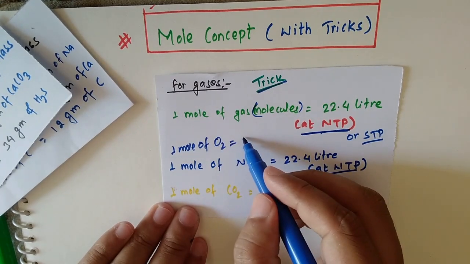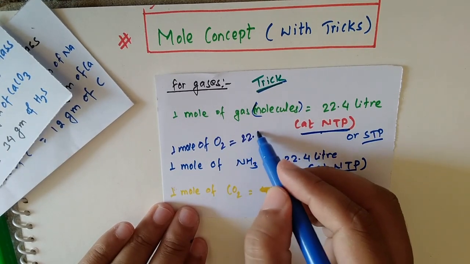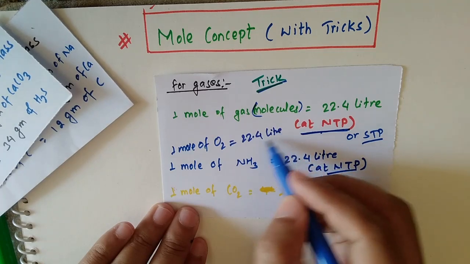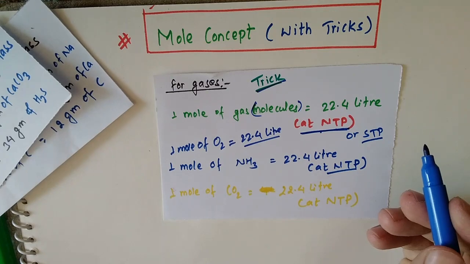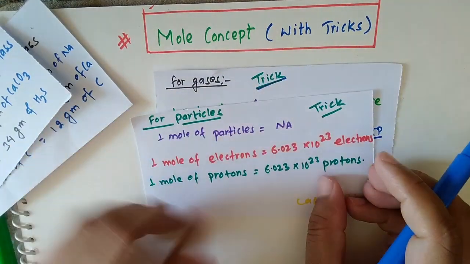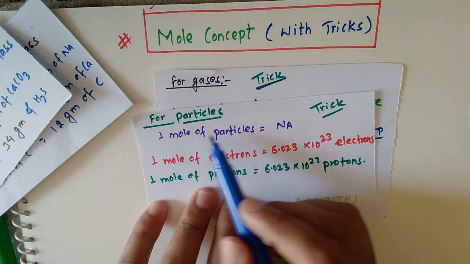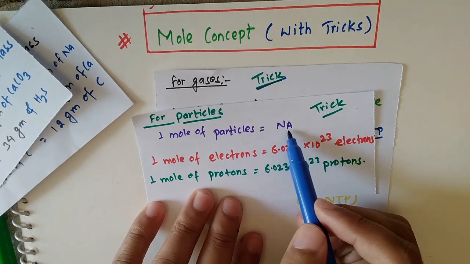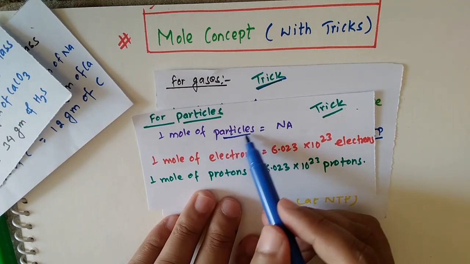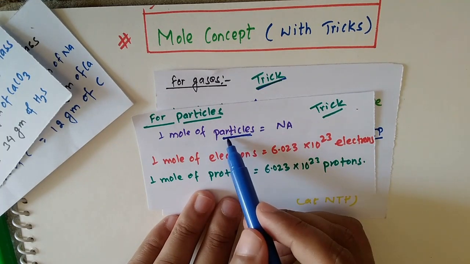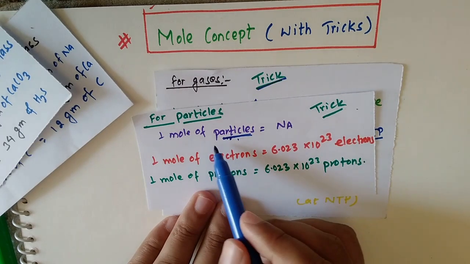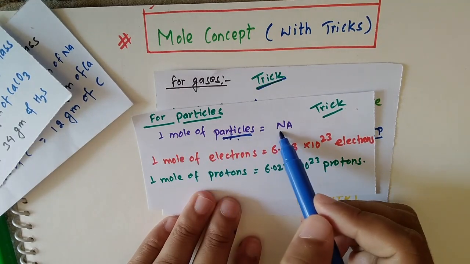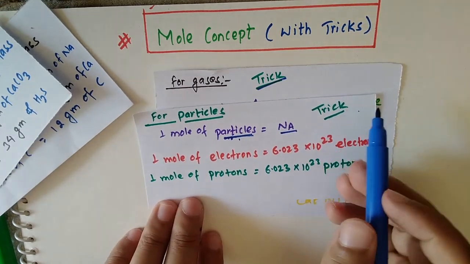1 mole of O2 means 22.4 liter, and the condition is at NTP or STP. And we can also say for particles, 1 mole of particles equals Avogadro's number. In particles, there may be atoms, molecules, electrons, protons, neutrons, etc. So 1 mole of particles equals Avogadro's number.